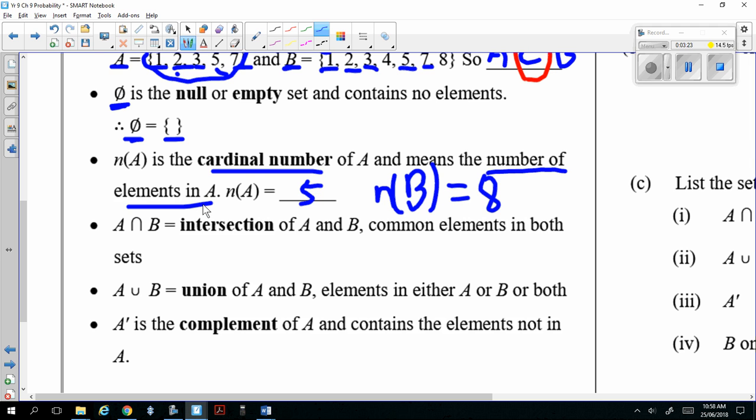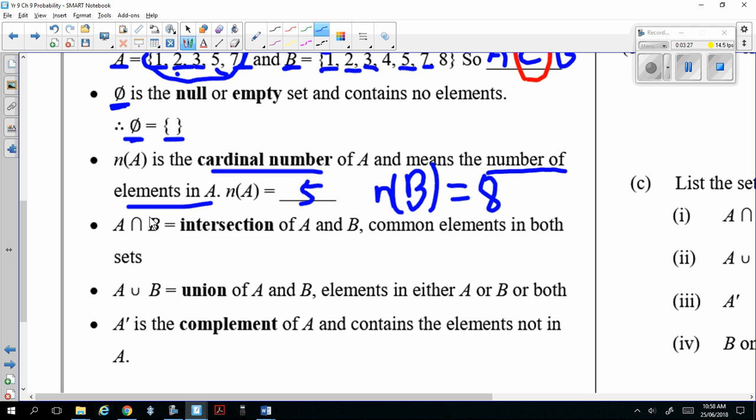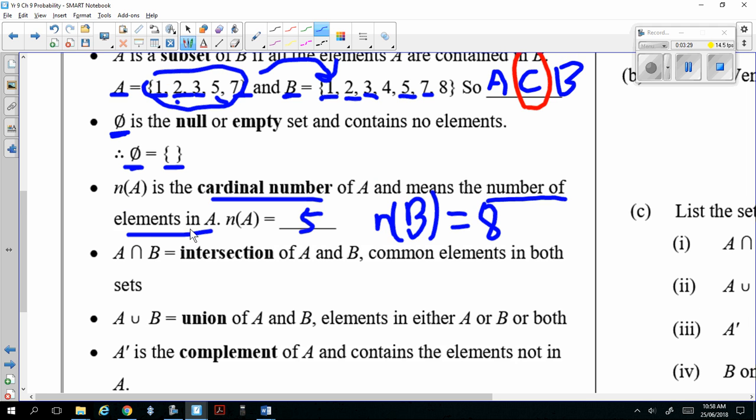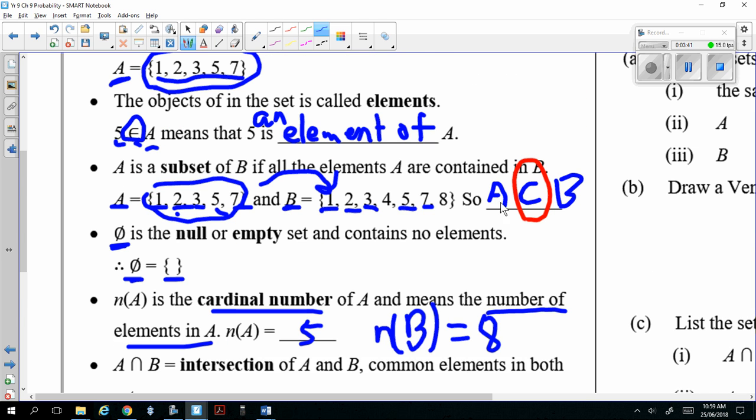Okay, let's look at the next one. That's an n, n for number. And the subset symbol is not upside down, it's like this.